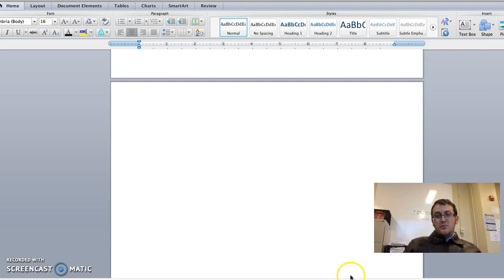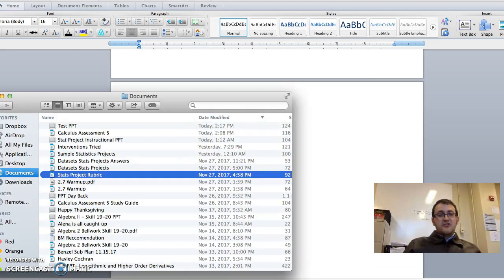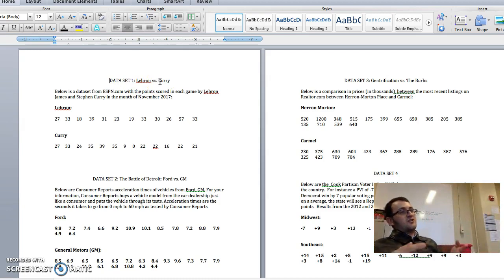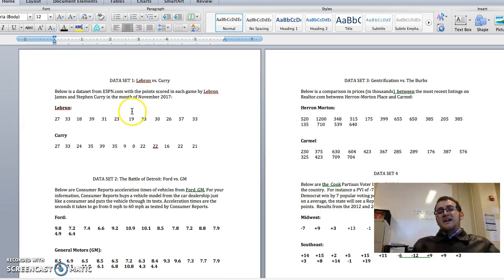I'm also going to introduce the data sets. You have 4 choices. Data set 1, you're largely asking the question, is LeBron a better basketball player than Stephen Curry, or vice versa? I have compiled a list on ESPN.com of all the games played so far in the month of November. These are the points scored in each game by LeBron and Stephen Curry.